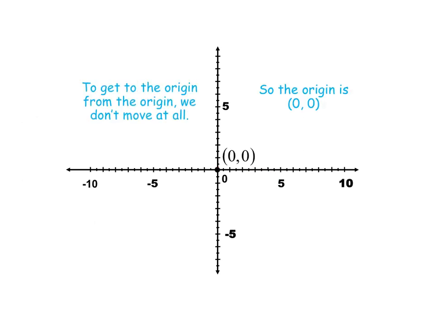One thing that people find a little bit difficult is when they're asked to plot the point (0, 0). To get from the origin to the origin, we don't move at all. So it just stays right at the center point here, which is perfectly fine. And we just label that then (0, 0).